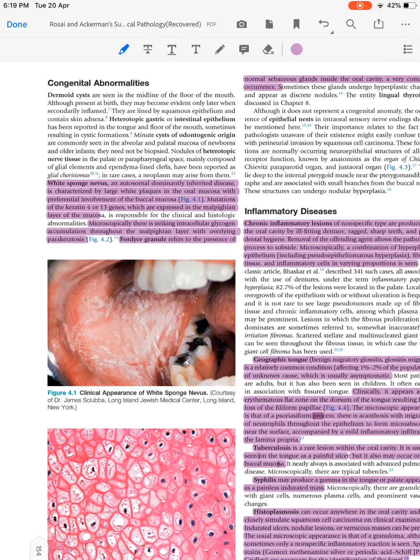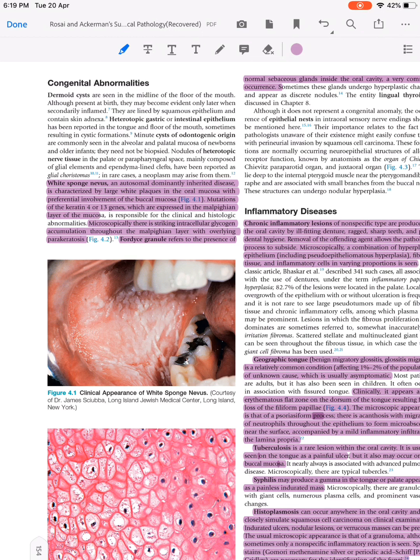White sponge nevus. It is an autosomal dominant inherited disease characterized by large white plaques in the oral mucosa with preferential involvement of the buccal mucosa. This is shown in the figure.